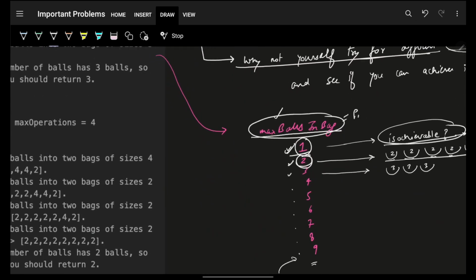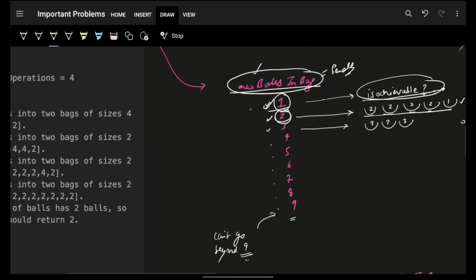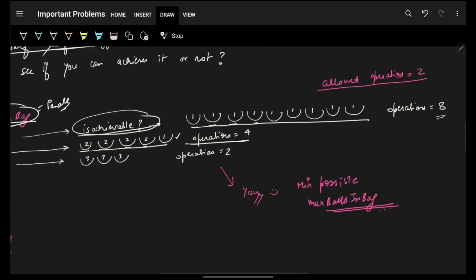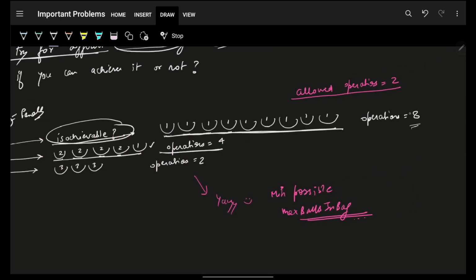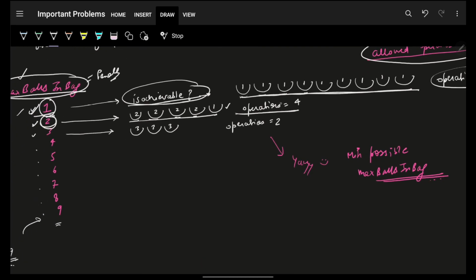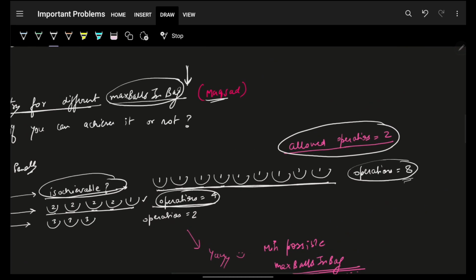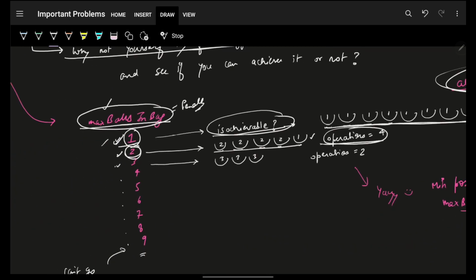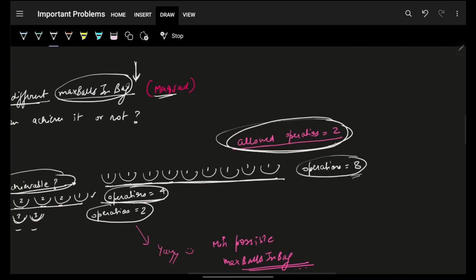This is actually the penalty itself for me. I want to minimize this penalty. But I saw that to achieve this configuration, my operations required were 8, but I was allowed only 2 operations. Here in this case, the operations required were 4. I was allowed only 2 operations. But as I go on to the next higher penalty, which is 3, I will ask, is it achievable? Obviously, you will have 3 bags having 3 balls. And with that, operations required will be 2, which is less than or equal to the max allowed operations.